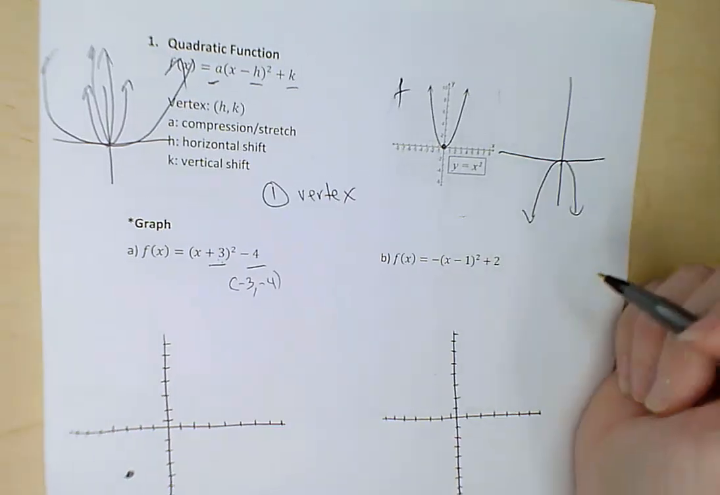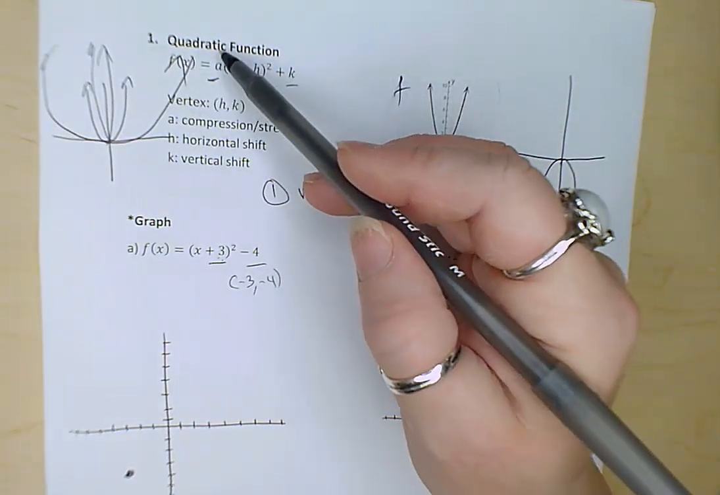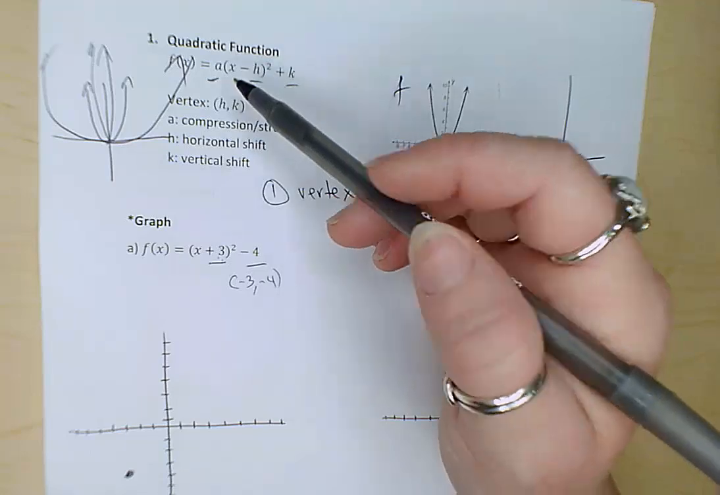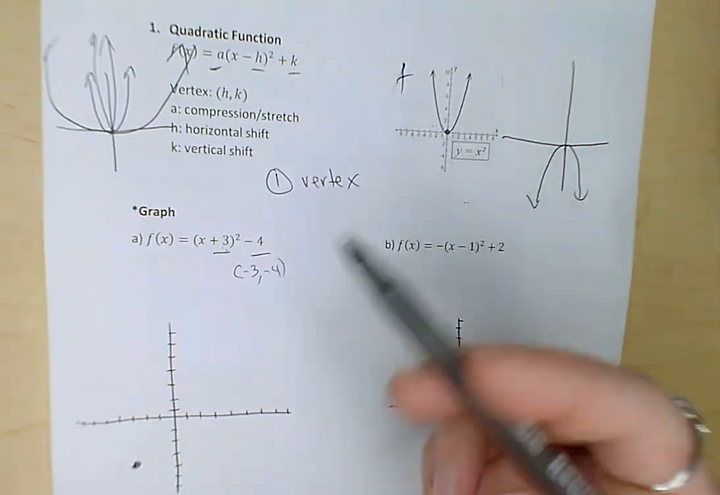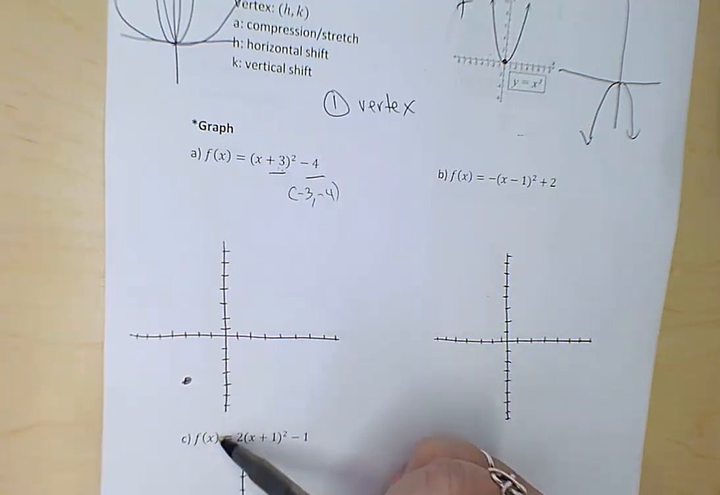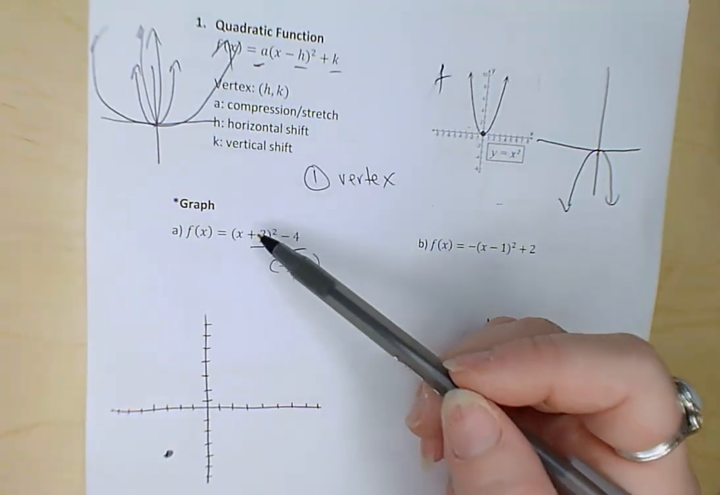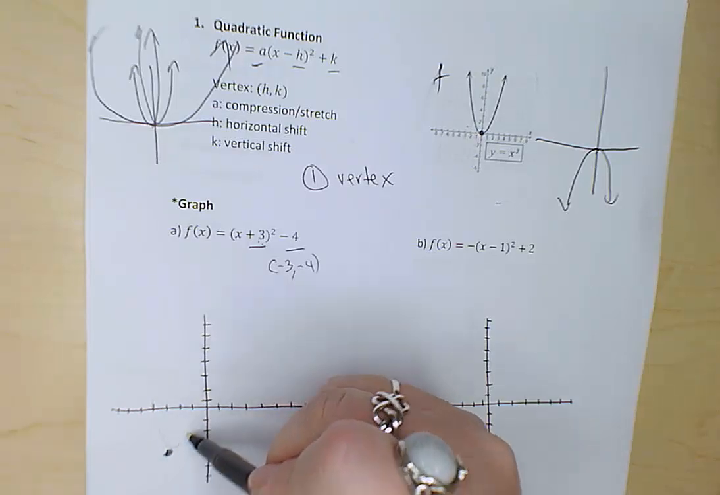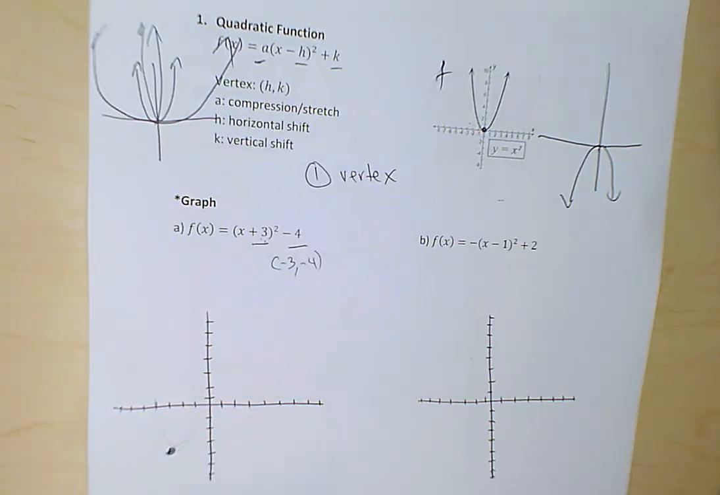After you plot your vertex, the next thing you want to do is look at the sign of your equation. Is it positive or is it negative? If it's positive, I know this is going to be going upward. If it's negative, it's going to be going downward from here. Well, ours is definitely positive, so I know it's going to be following this upward movement.